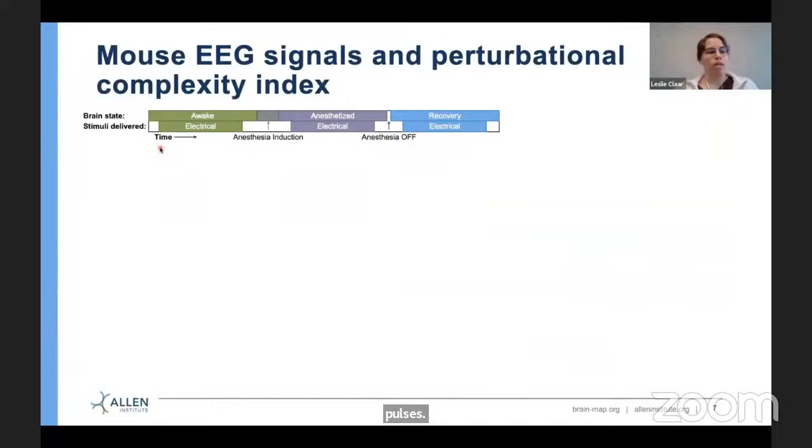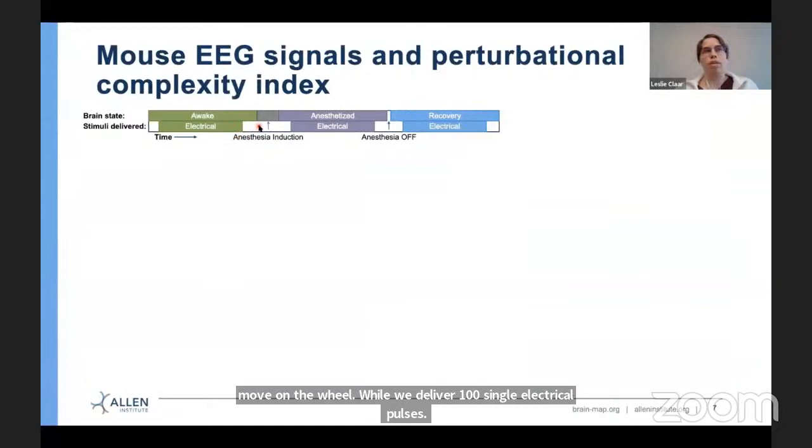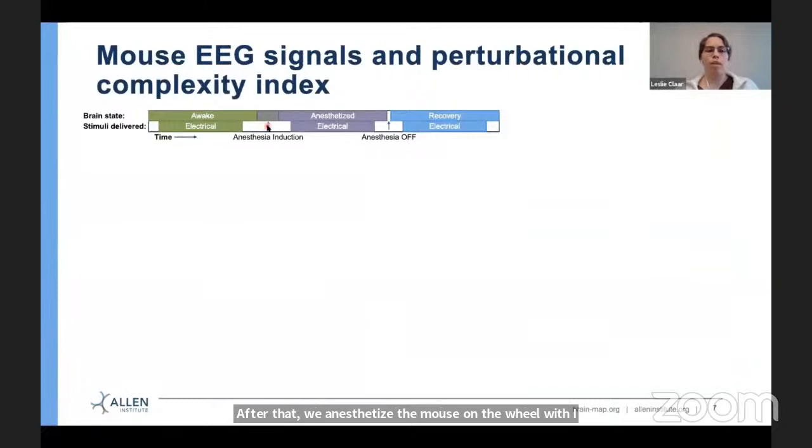At the beginning, the mouse is awake, free to rest or move on the wheel, while we deliver 100 single electrical pulses. After that, we anesthetize the mouse on the wheel with isoflurane. Once the mouse reaches a stable level of anesthesia, we deliver the electrical stimuli a second time. After that, we turn the isoflurane off and deliver the electrical stimuli a third time while the mouse is recovering.